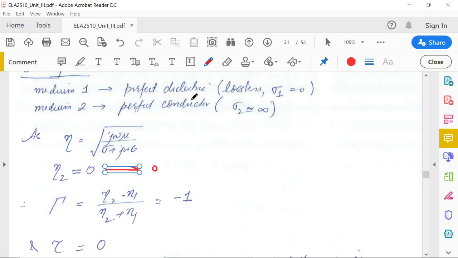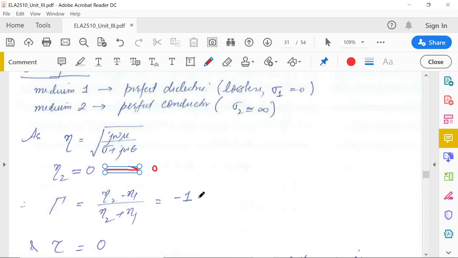So in this case, gamma is real, though eta 1 may be complex in general. Because this is lossless, eta 1 is real, and eta 2 is 0, so gamma will be -1.